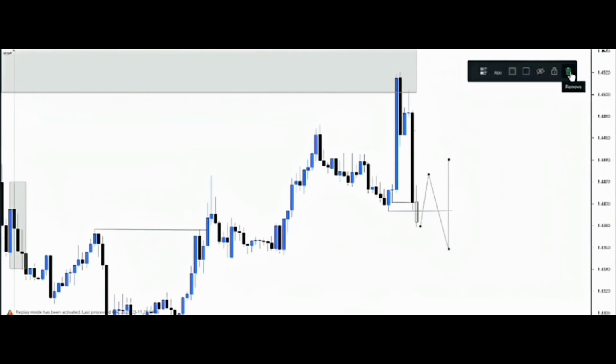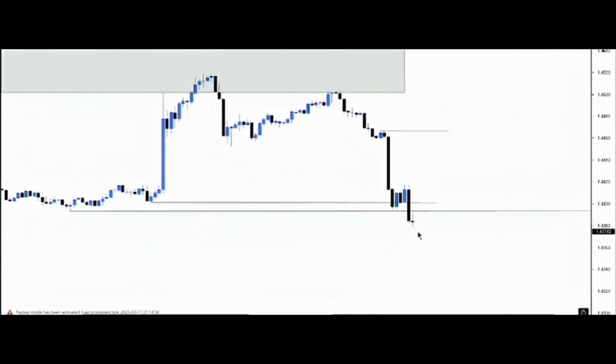So, the first pullback on your higher time frame after the chalk is your high probability zone to always target. Now, you will do that on your lower time frame. So, let's get back to the 5M and let me show you what I mean. It has taken out the 1H chalk, which is your major chalk in the market, and it's pulling back. It has to pull back.